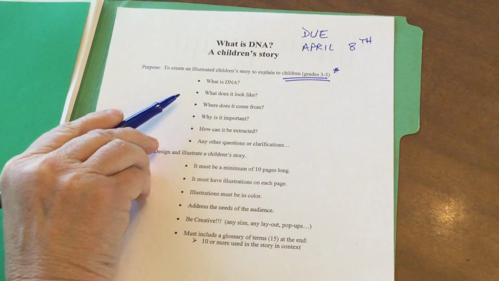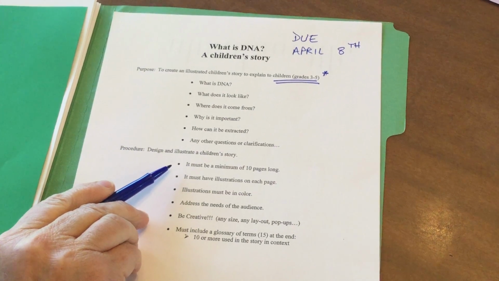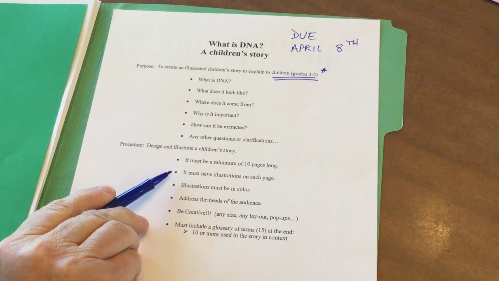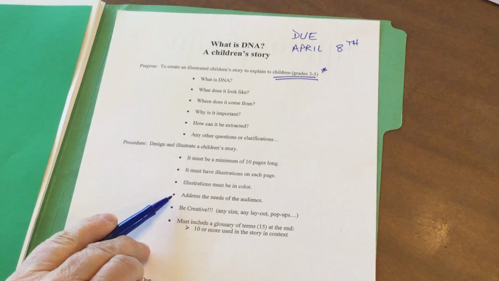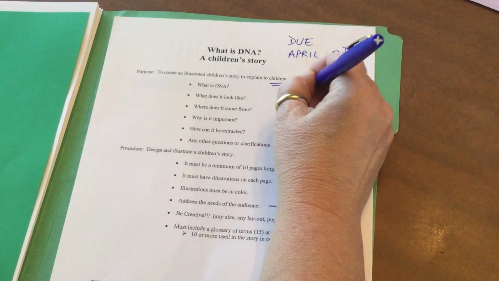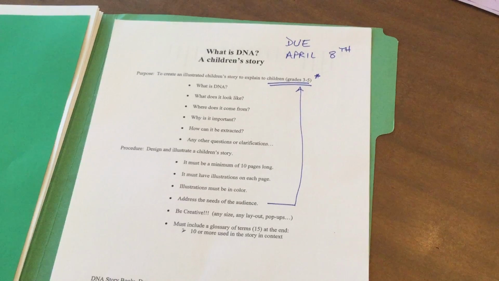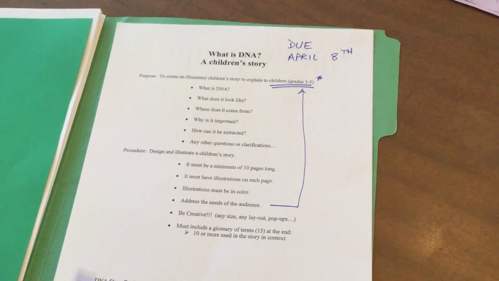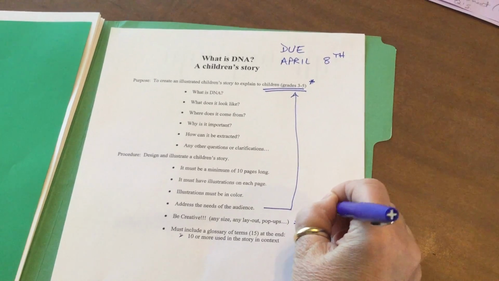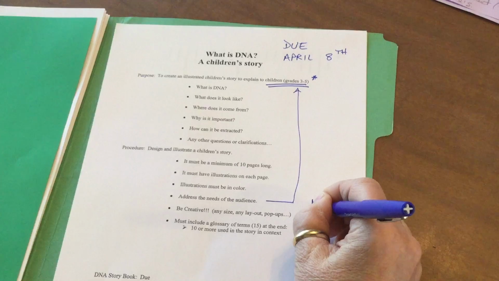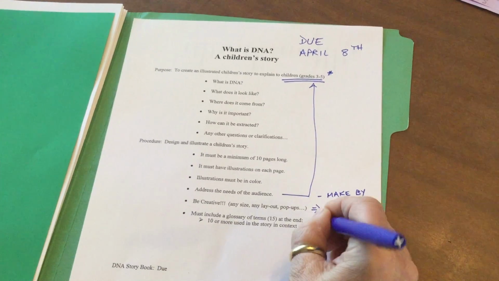And there are some points that you need to make in your story. And your story itself has to be 10 total pages long. It has to have an illustration on each page. They should be in color. Address the needs of the audience means that it's written for kids that would be able to understand it. You can be creative. You can make it any size, any layout. You can use pop-ups. So by this we mean you can make it by hand, and then you would have to take pictures of it and upload it to Classroom.